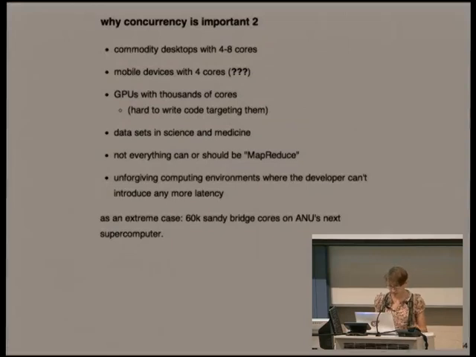As I said, commodity desktops have a lot of cores. There are phones that have 4 cores, which is insane. Anyone who has a gaming system has a GPU with thousands of cores. It is hard to write code targeting them. I haven't really researched it, but it seems intimidating.